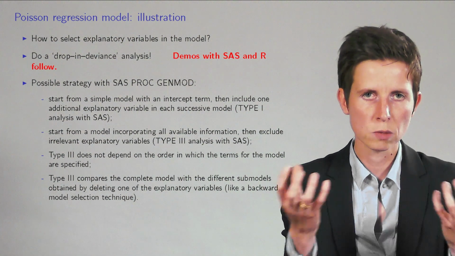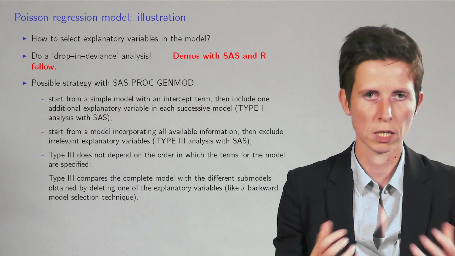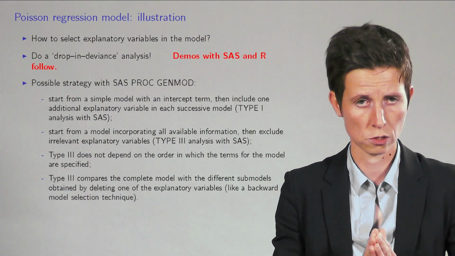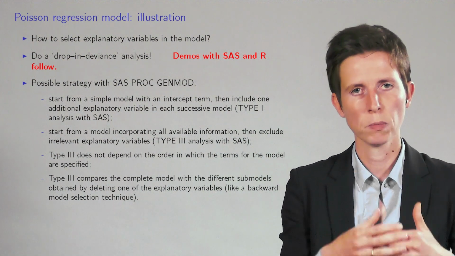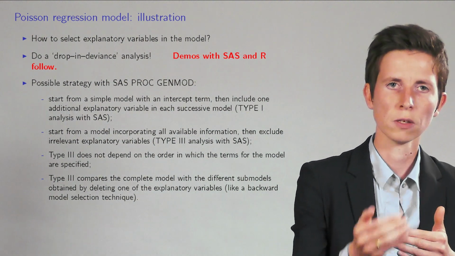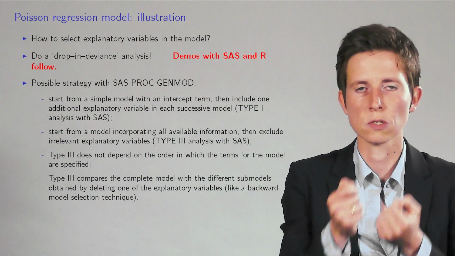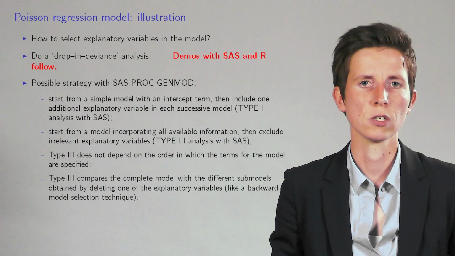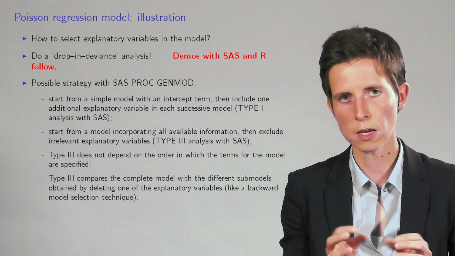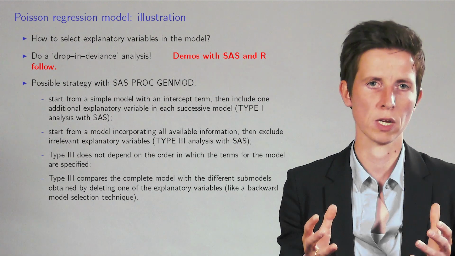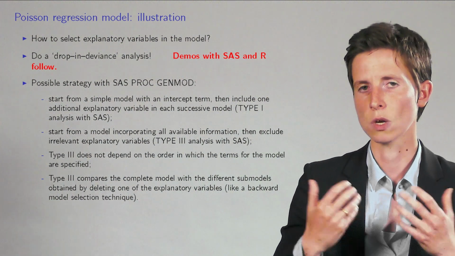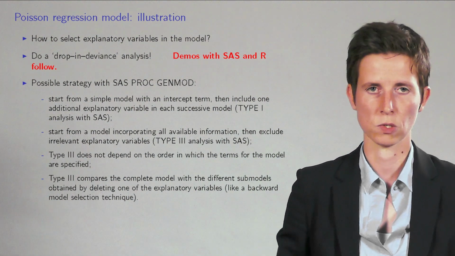And here you see two possible strategies for the SAS proc GenMod or any other statistical software package of your choice to take this decision. You can start from a simple model with only an intercept, and then you can include one additional explanatory variable in each successive step. This approach is in SAS called a type 1 analysis. Or you can start differently from a model incorporating all the available information, and then you exclude irrelevant explanatory variables. That is often referred to as a type 3 analysis.